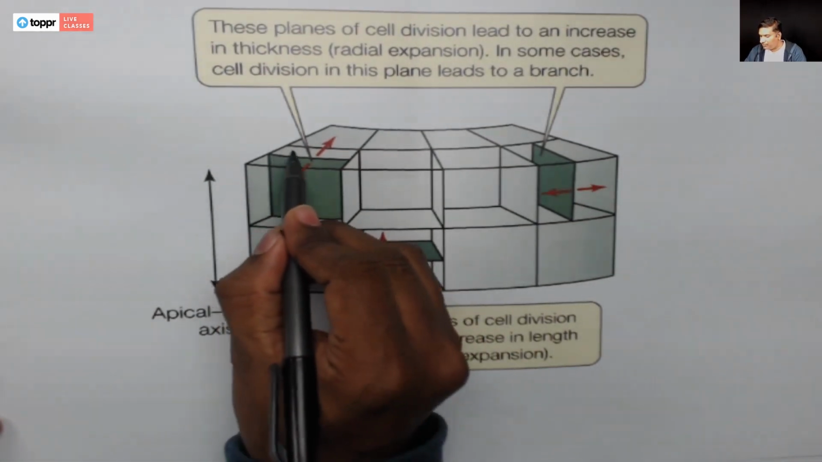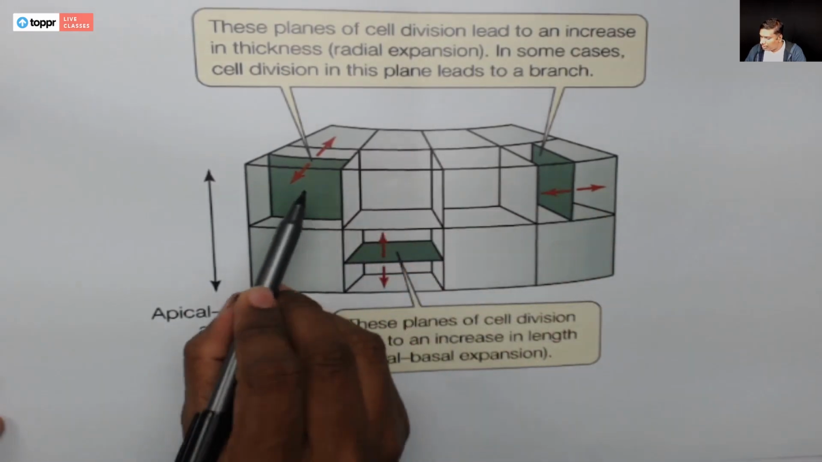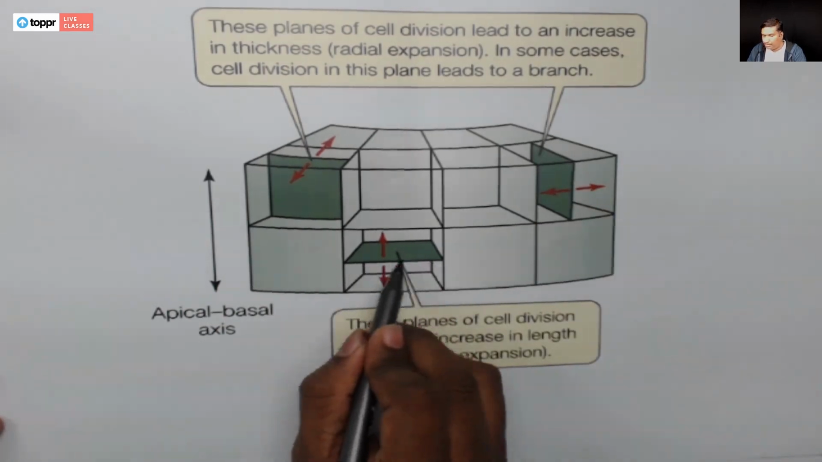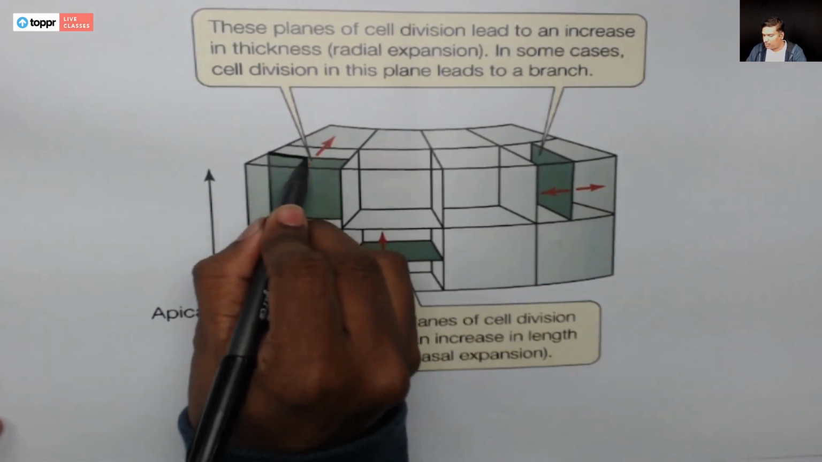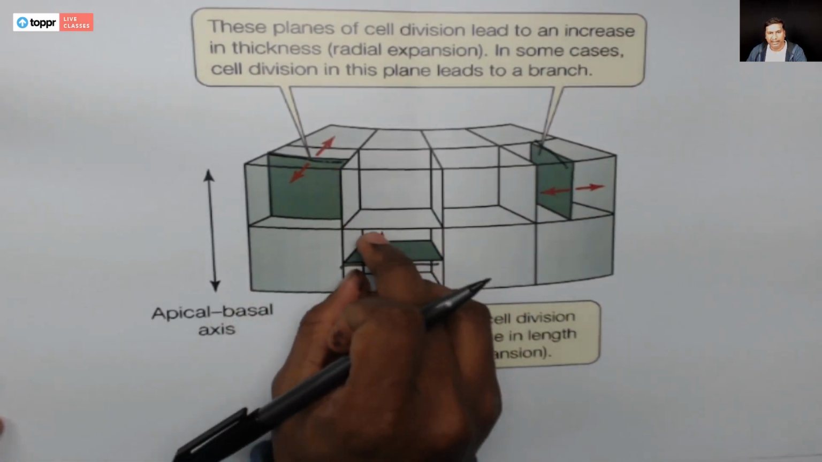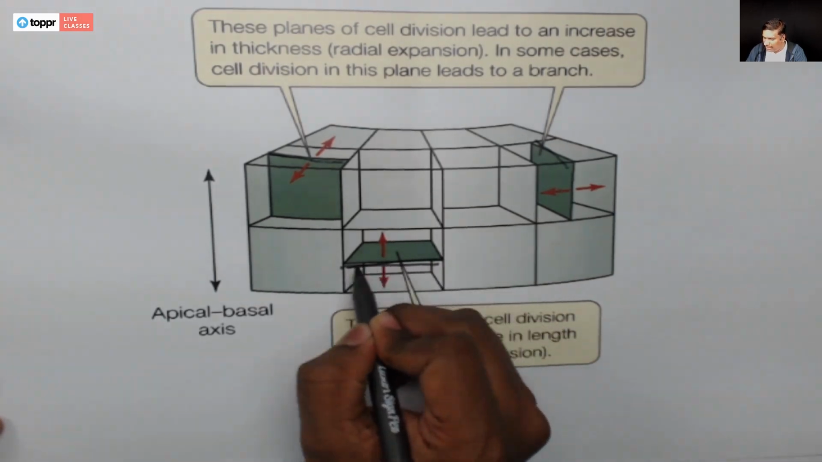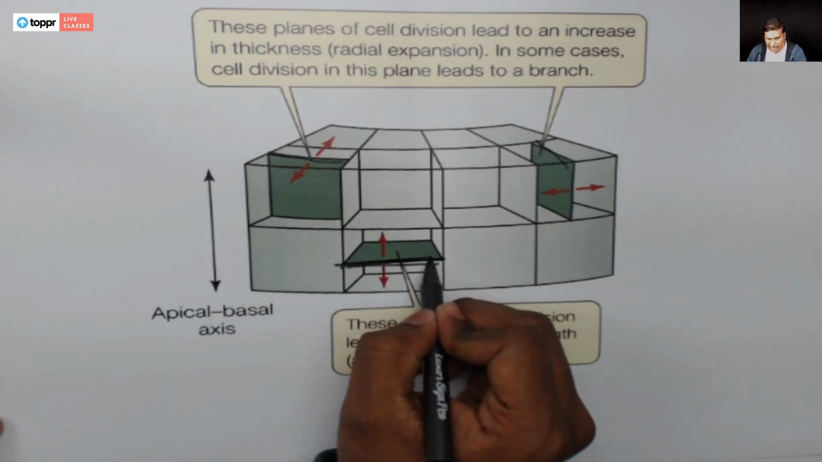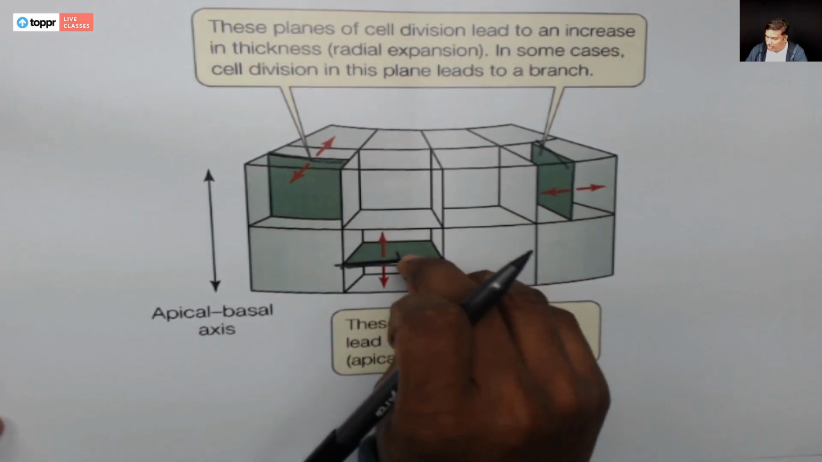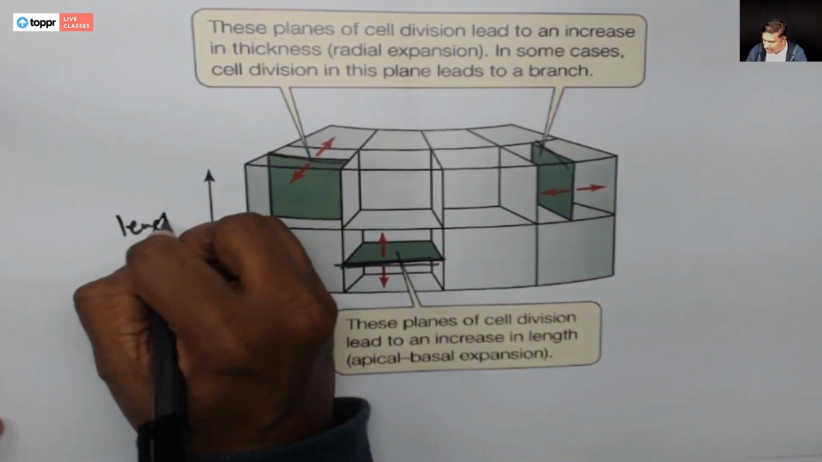If you consider each of these cubes as a single cell, the cube can be divided like this in the middle, or like this, or in this plane. So three different planes. This is one plane, this is another plane, and this is the third plane. Now, if you divide it in this plane, you're getting a cell at the bottom and a cell at the top. When these cells start to elongate and become bigger, you are actually increasing the length of the plant.